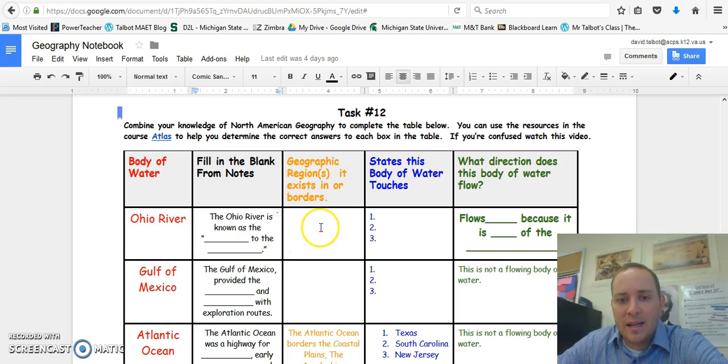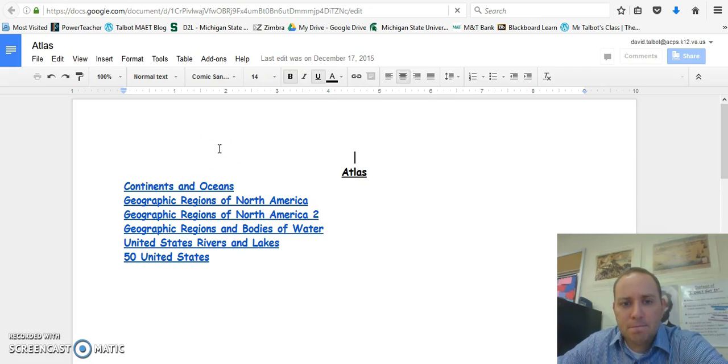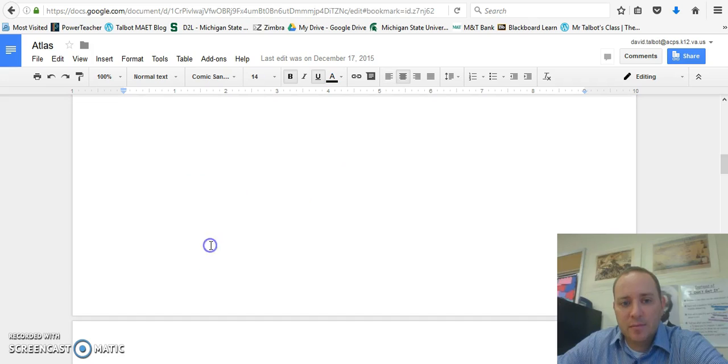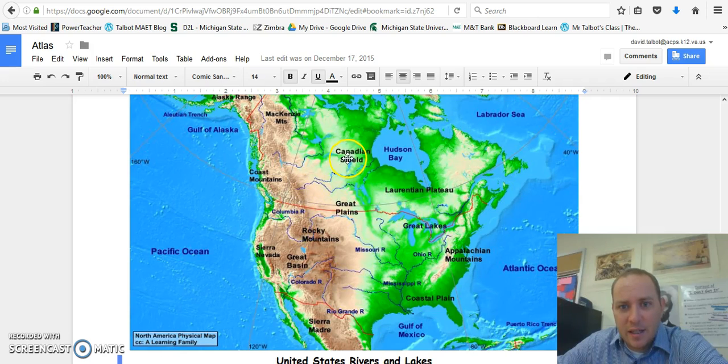For the geographic region that it exists in or borders, you're going to need to compare some maps. One of the links that you've been provided with is the atlas. So if you go ahead and open that atlas link, you can find maps of continents and oceans, maps of geographic regions, and bodies of water. Let's see what that one looks like. Okay, so here you can see that the Canadian Shield, the Appalachian Mountains, the Coastal Plain, the Great Plains, the Rocky Mountains, the Basin, and the Coastal Ranges are all labeled.